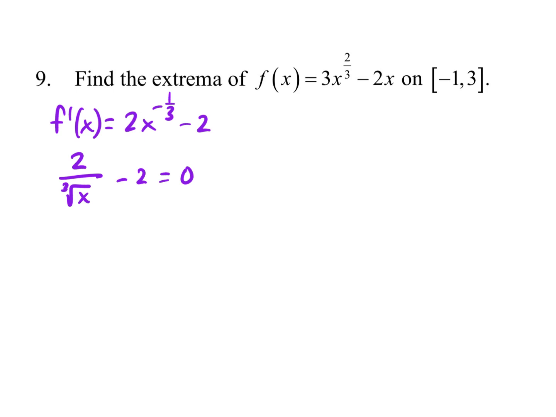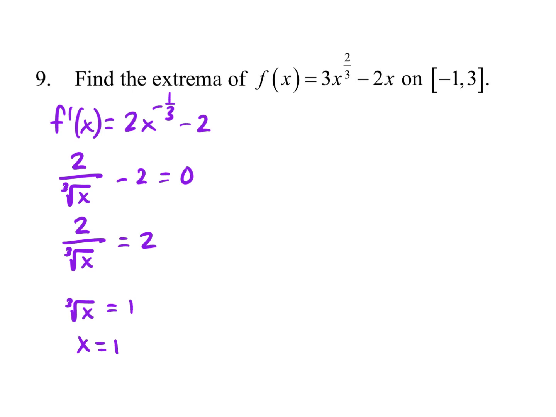In order for all of this to equal 0, I need it to equal 2, right? So I can move the 2 over. And in order for this to happen, what does this denominator have to equal? Yeah, it has to equal 1. Okay? So the cube root of x has to equal 1, which means x has to equal 1. So that should be 1 critical value.